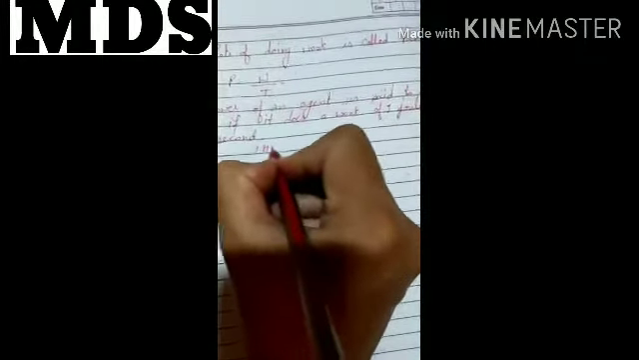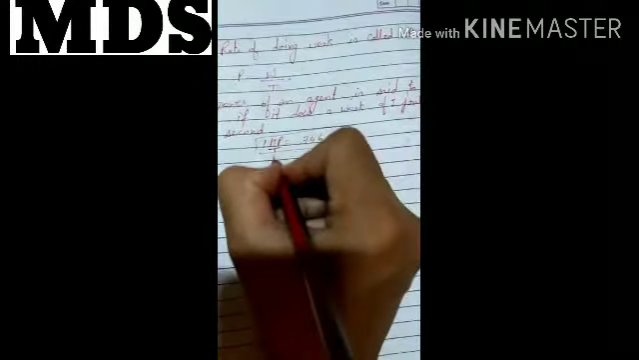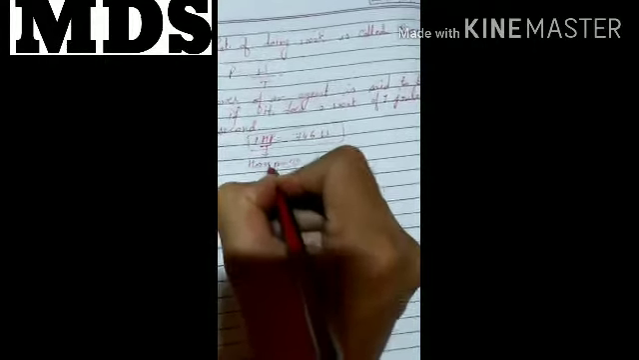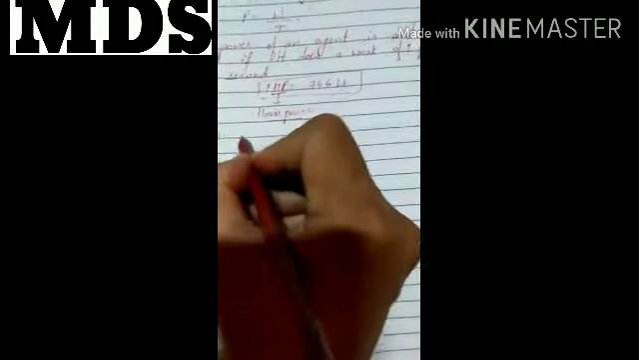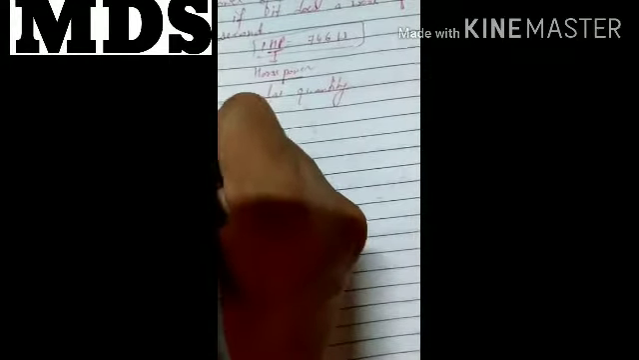Then 1 horsepower is equal to 746 watt. Clear? HP means horsepower. And power is a scalar quantity, not a vector quantity.